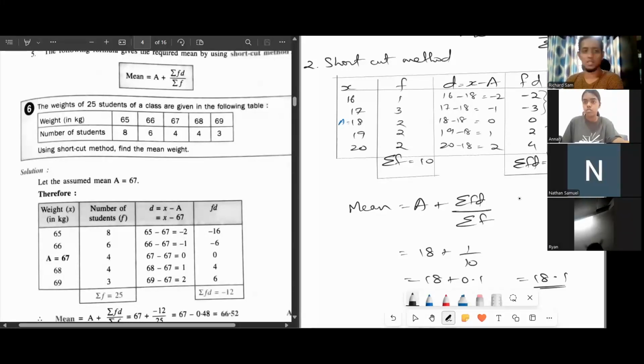Now, what is the advantage of this shortcut method? Why is it called shortcut? What is becoming short? It became longer, no? One extra column is there. Why do we call it shortcut then? Because it makes the numbers smaller.